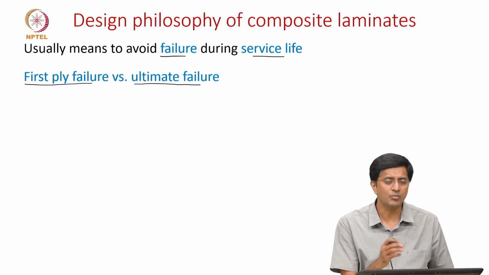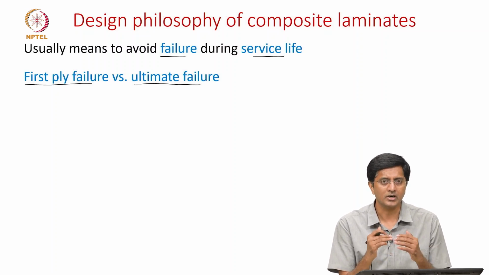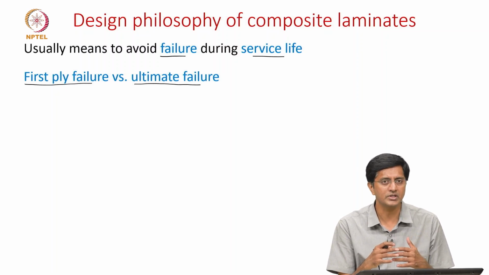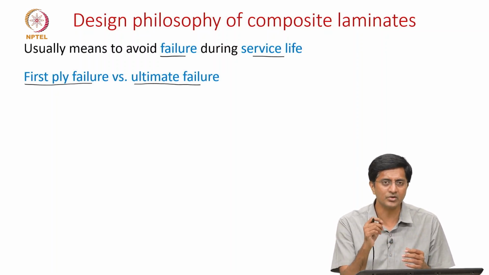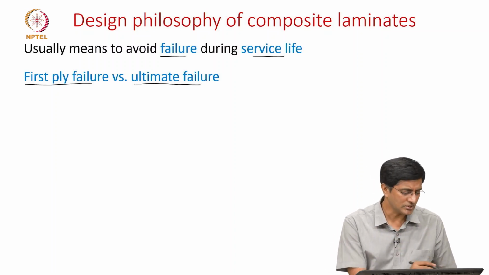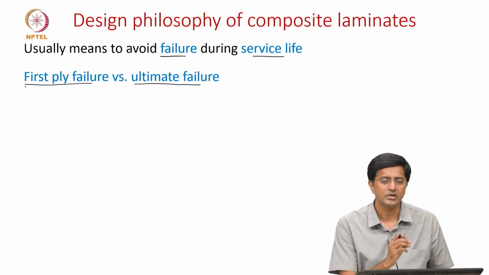First ply failure is a more conservative design approach, meaning that the safety limits or factor of safety is much higher, because at the first sign of some damage, we say we will stop using this material. This kind of approach was quite commonly used in the aerospace industry in the earlier days, because the knowledge of the way composites fail was less.